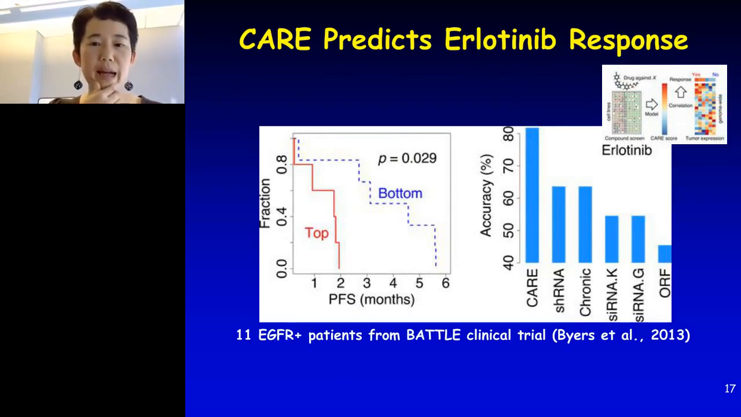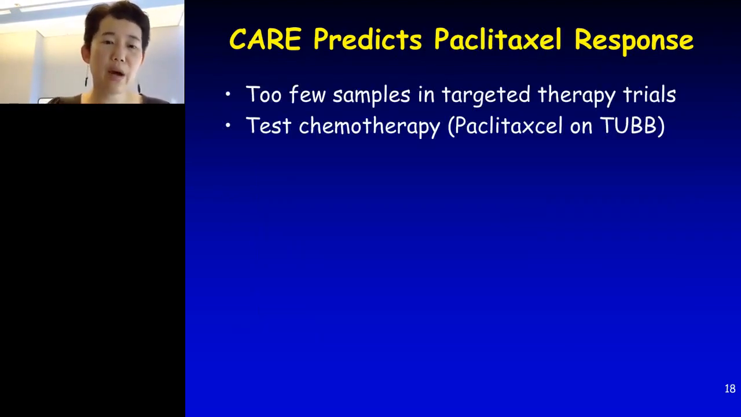In the next slide, we look at patients with the EGFR mutation treated with an EGFR inhibitor, and again, using the CARE model, we can make a pretty good prediction and also do much better than the other, even experimental, approaches. And so you wonder, maybe these clinical trials have too few patients, which is true, I think, in most of the published clinical trials from academic settings where expression data is available.